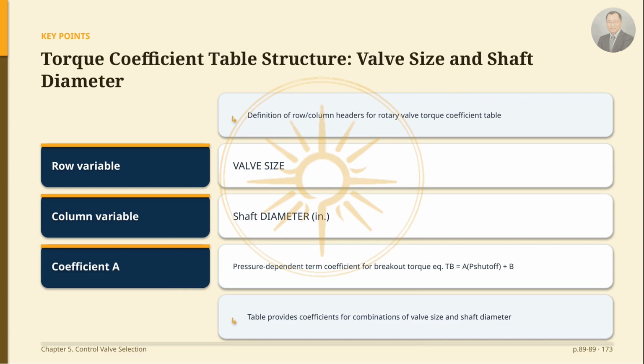The rows of the table are divided by valve size, and the columns represent the shaft diameter in inches. The coefficient A appearing here is the coefficient of the term multiplied by pressure in the breakout torque equation, TB equals A shutoff plus B. Therefore, the user finds the cell corresponding to their valve size and shaft diameter combination to read coefficient A and substitutes it into the torque calculation.